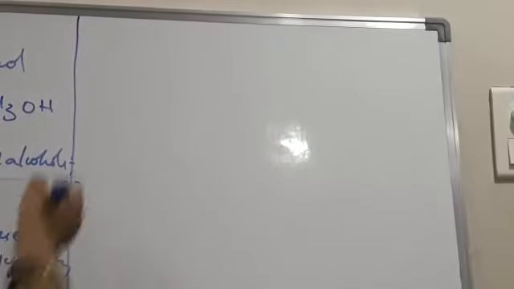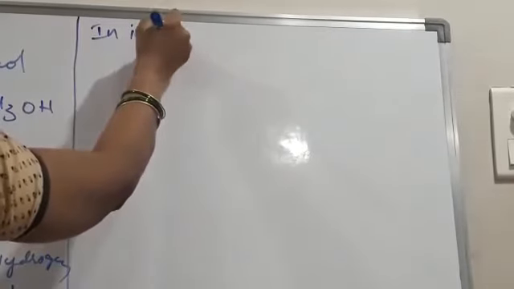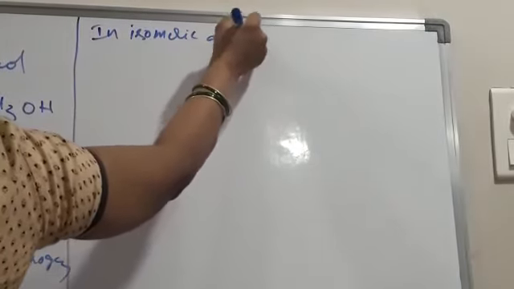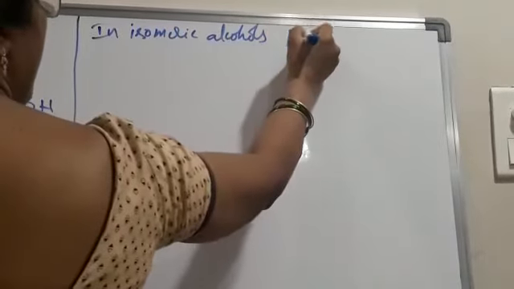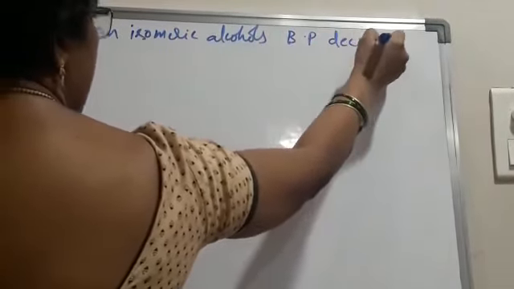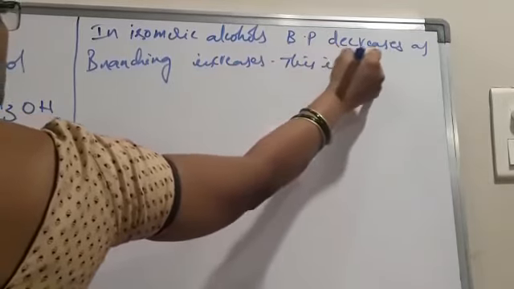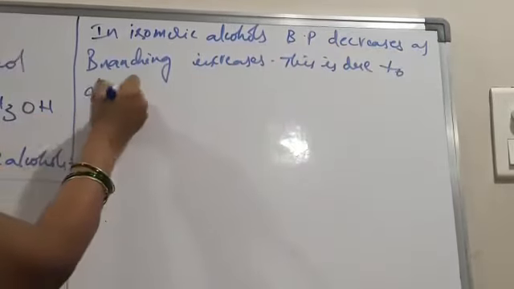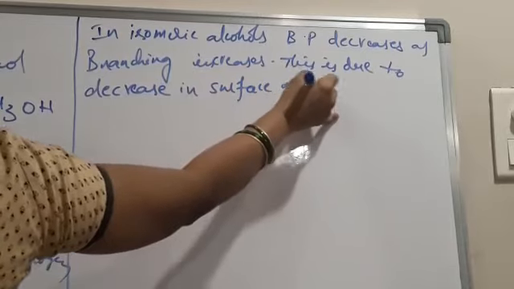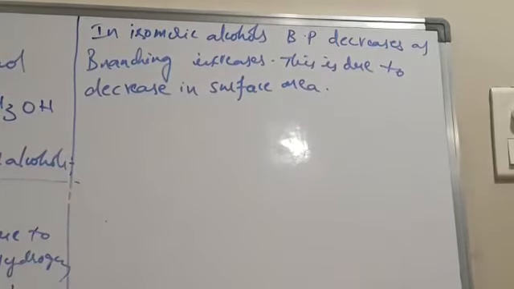So in isomeric alcohols, boiling point decreases as branching increases. This is due to decrease in surface area. So as branching increases, boiling point decreases, because of the decrease in surface area.